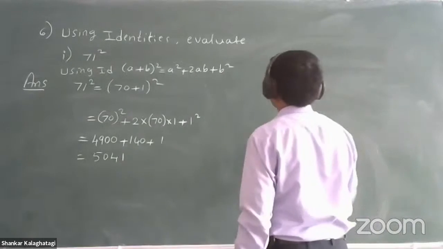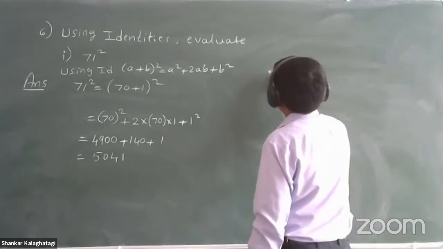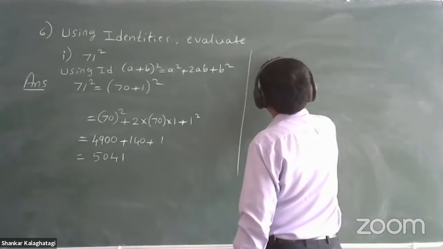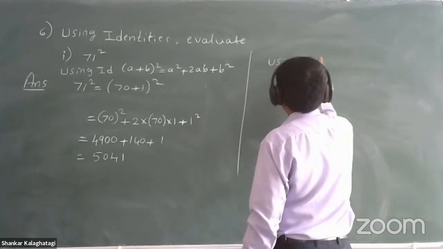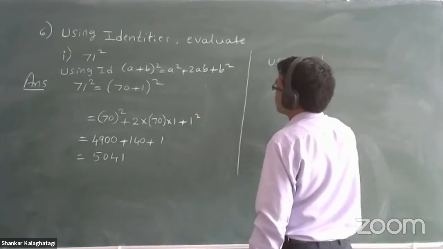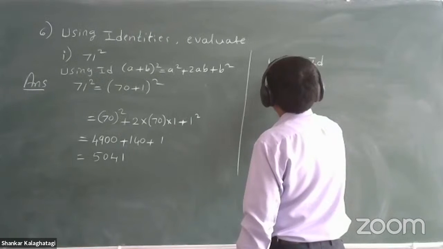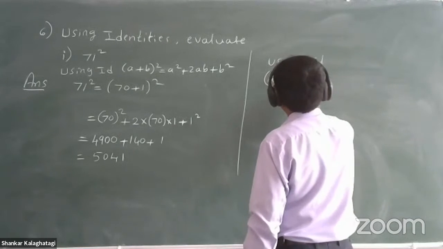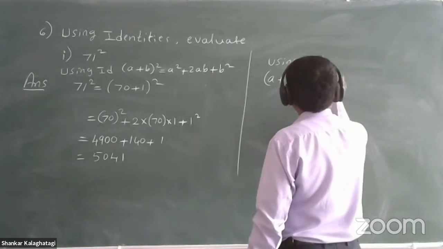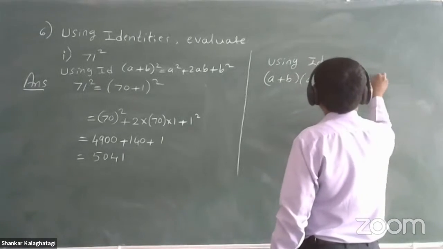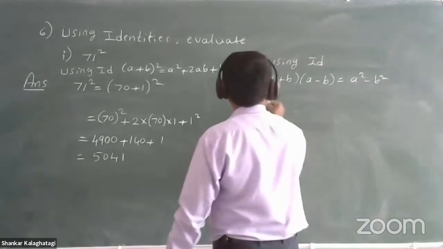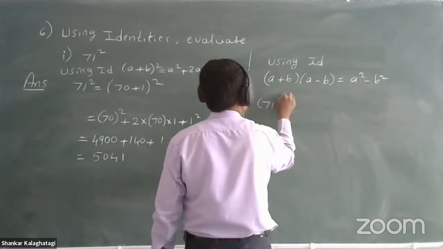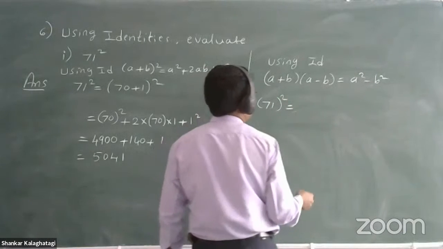Anyone will solve, but I am explaining both. The same example using identity. Which identity? a plus b into a minus b equals a square minus b square. What is given? 71 square is given.